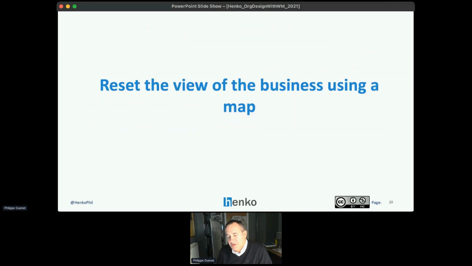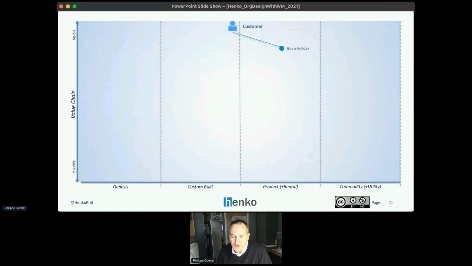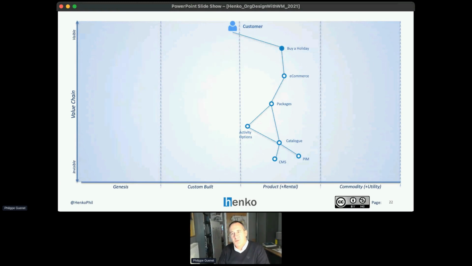So the thought is, can we reset the perspective using a map, and using, of course, a Wardley Map. Looking at the business of a holiday operator or tour operator, customers want to buy a holiday. To buy a holiday, they will go to an e-commerce website. They will be presented with packages that are made of activity options, and that relies on the catalog, which has a PIM and a CMS generally for the graphic assets and so on.